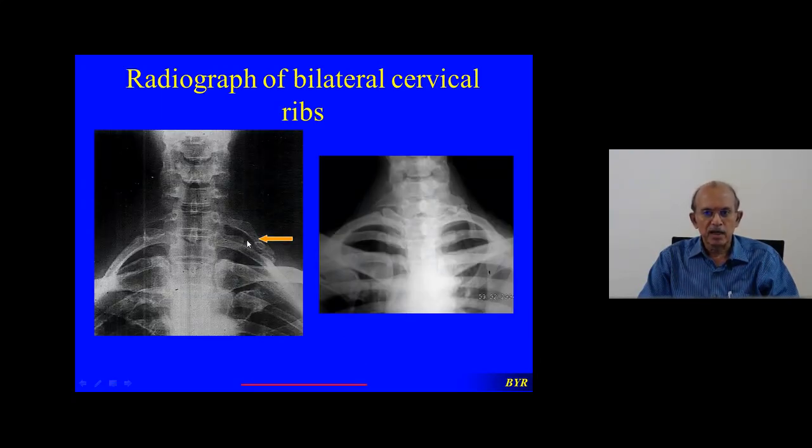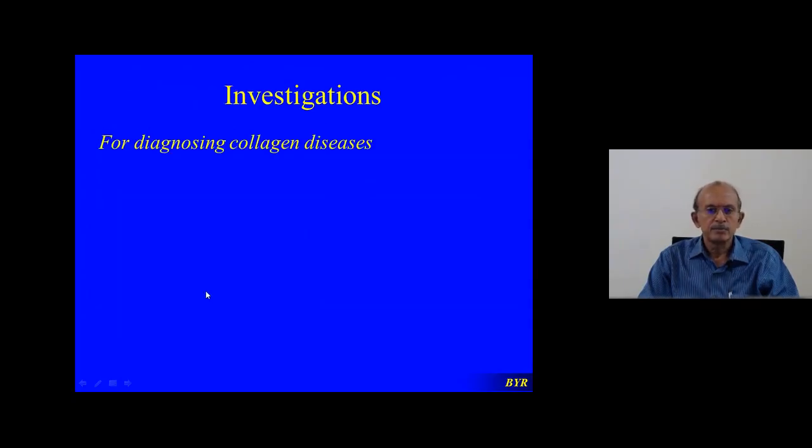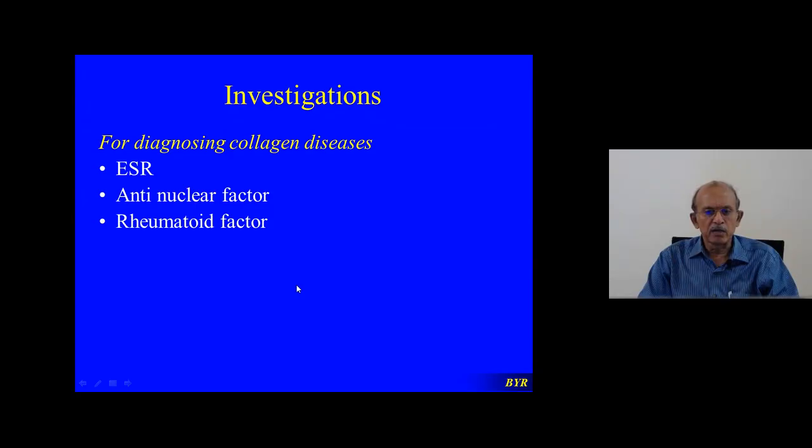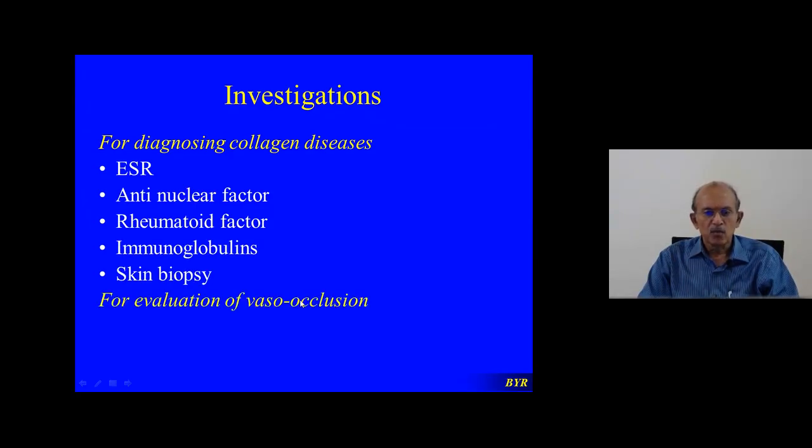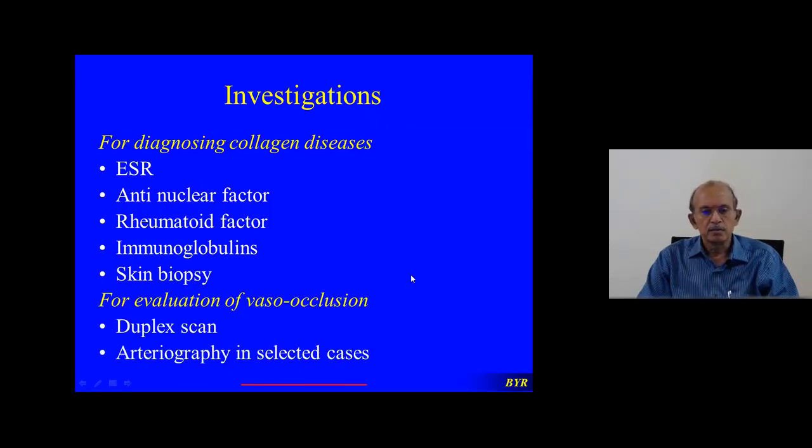So here is the cervical rib. A patient with Raynaud's phenomena, we have to investigate by taking the X-ray of the neck to see for the cervical rib. Investigations for diagnosis of collagen diseases: ESR, anti-nuclear factor, rheumatoid factor, immunoglobulins, skin biopsy. For evaluation of vaso-occlusion, duplex scan, and arteriography in selected cases.